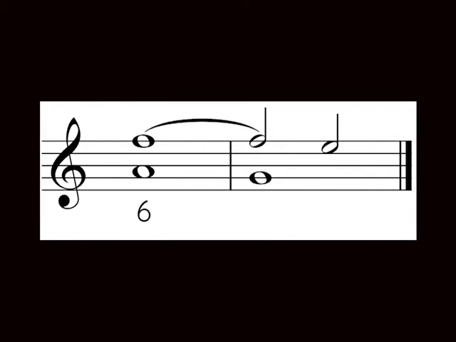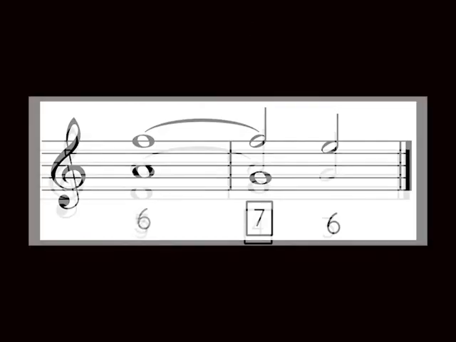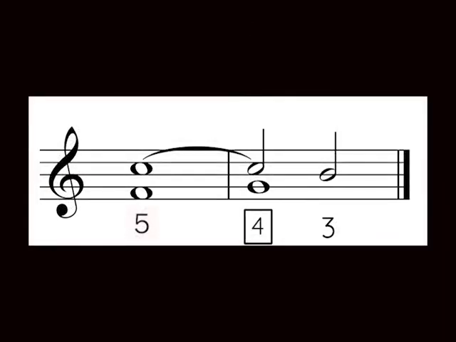If we delayed or tied over this top note of these 2/6, we can see that it creates a dissonance. And this dissonance is accented because it occurs on the strong beat. Here's another example.